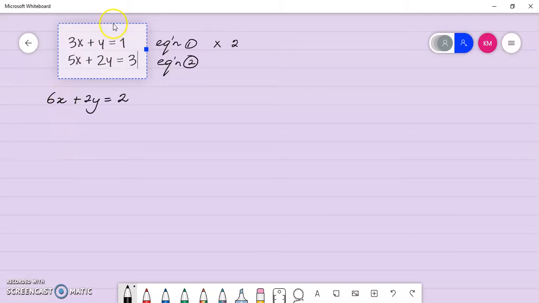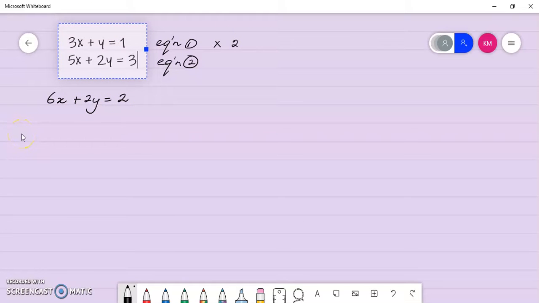Now, it isn't simply just to multiply y by 2. Remember, I have to keep my equation the same. So I need to multiply each one of the terms by 2. So 3x multiplied by 2 gives me 6x. 1y multiplied by 2 gives me 2y. And 1 multiplied by 2 gives me 2.